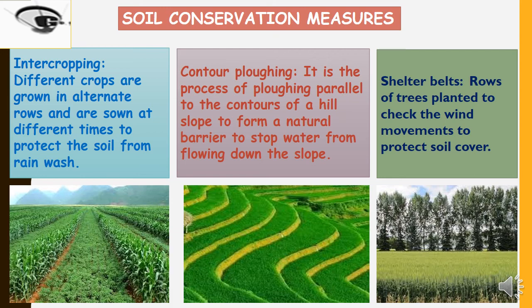The last method which we are going to discuss under this is shelter belts. Children, this method is usually prevalent in the coastal areas and dry regions, which are mostly prone to high winds. Now, under this method, rows of trees are planted to check the wind movement and soil erosion to protect the topsoil. Now, in the picture also you can see how the trees are planted in a row in order to safeguard the soil.